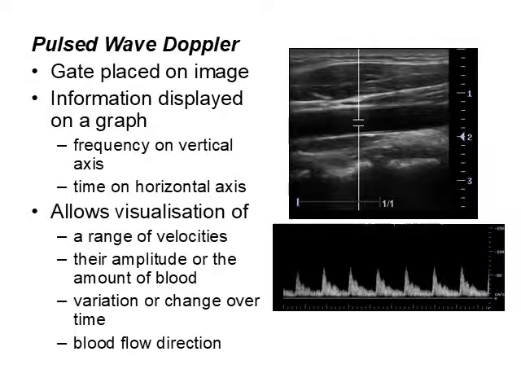So what we can actually look at is how fast the blood in this vessel is moving at its peak and at sort of the trough, and give us an idea whether the blood within this vessel is actually normal or not.